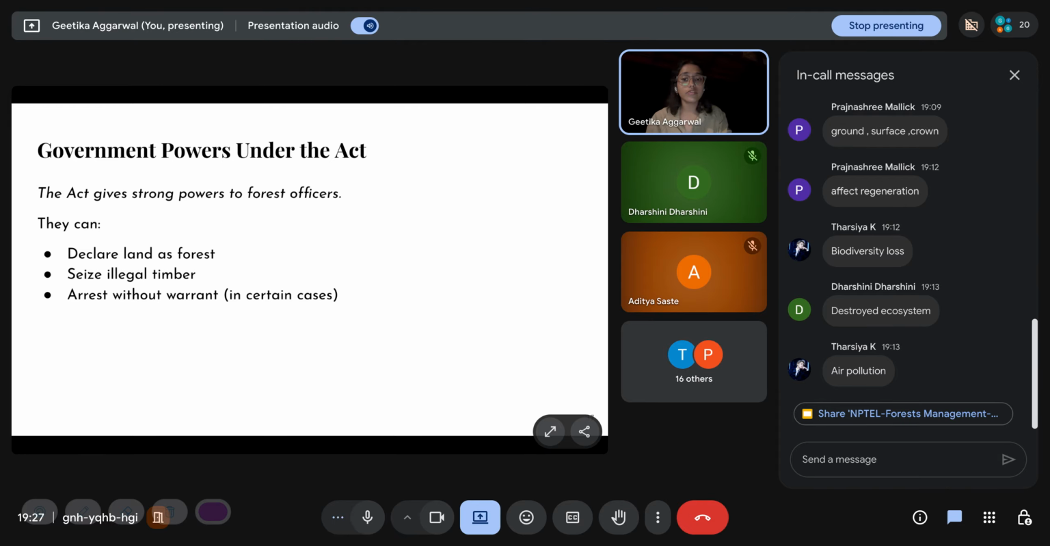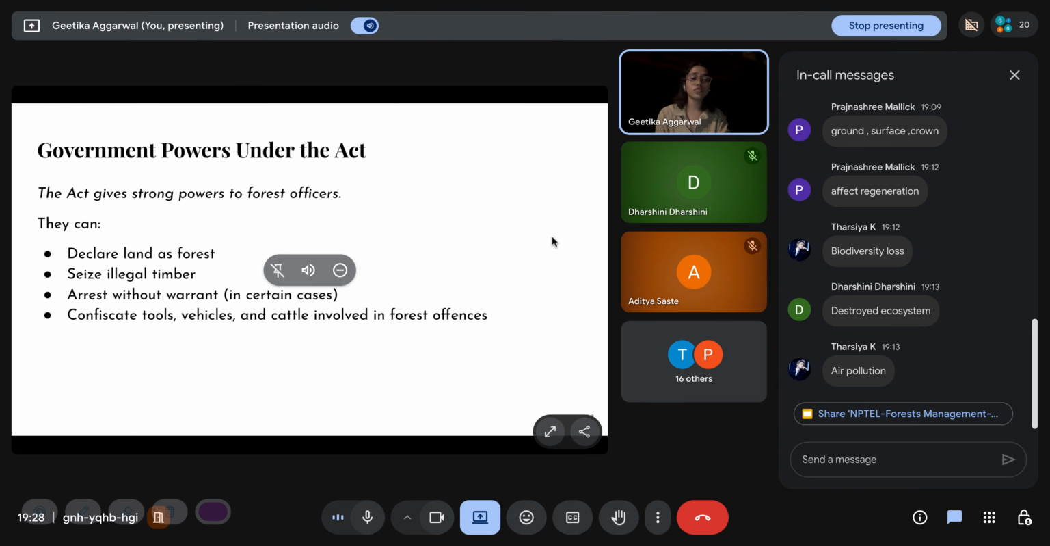They can arrest without warrant. So the forest officers don't necessarily need a warrant to arrest people in certain cases. If according to them the law has been broken, they can actually just arrest without a warrant also, right? If they see somebody taking out illegal timber, they can just directly arrest them and take them to the jail. They can confiscate any tools, vehicles, or cattle that were involved in these forest offenses.